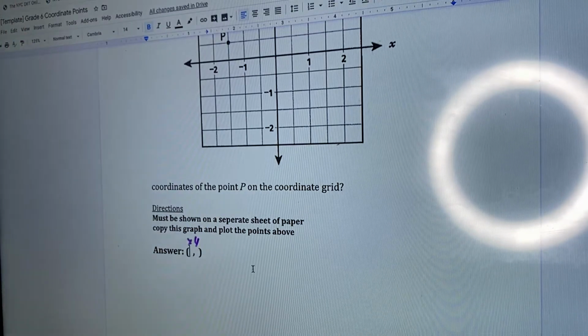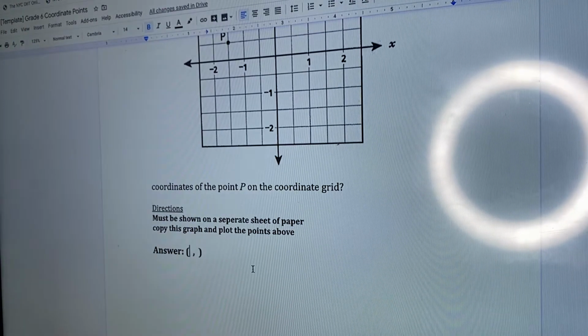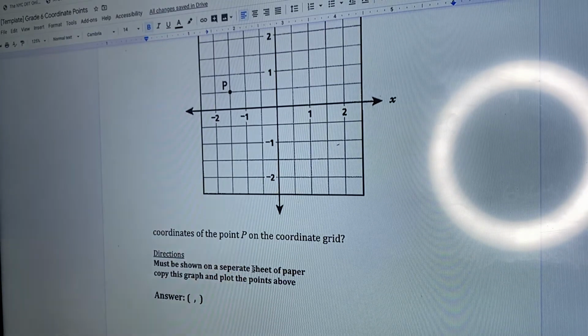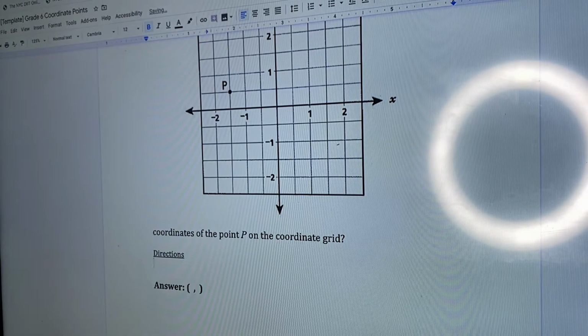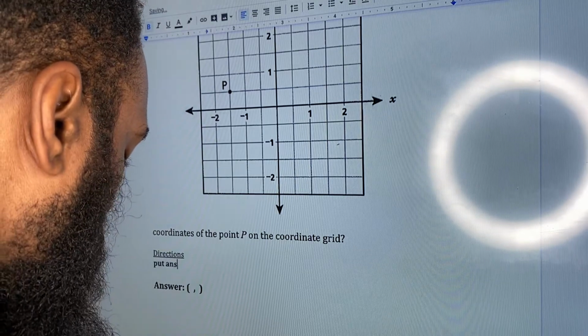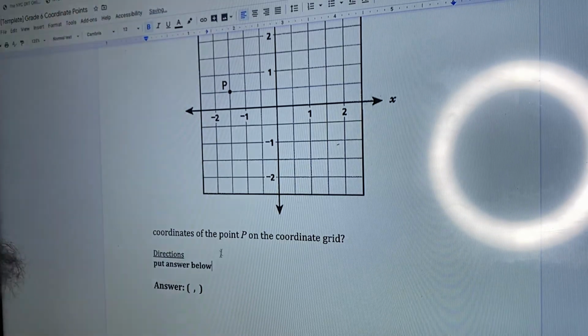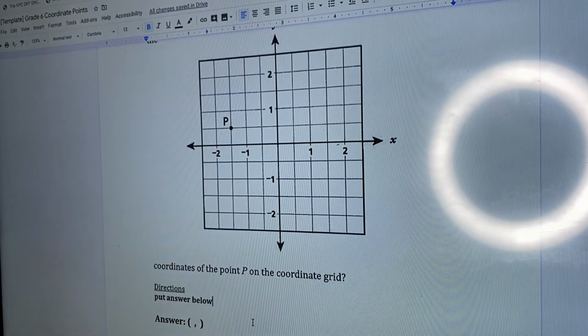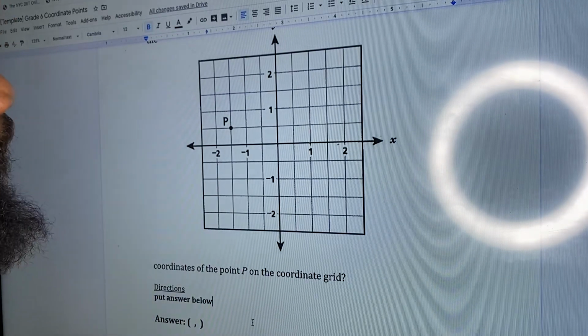Now if you go back up, you don't have to draw this on a separate sheet of paper. You don't have to do that, so I'll take that off. You can just put the coordinate here. Put answer below. So, I'll fill out the grids. Oh, they don't have, okay.